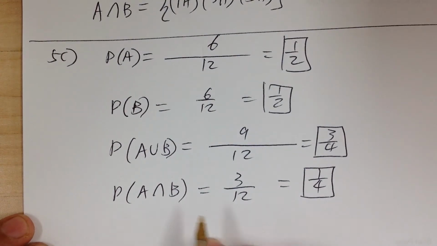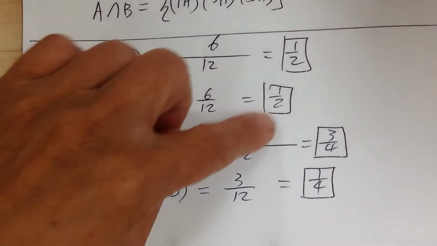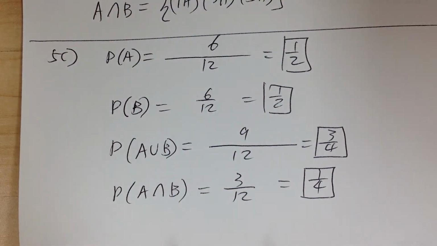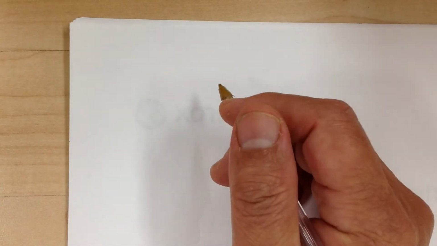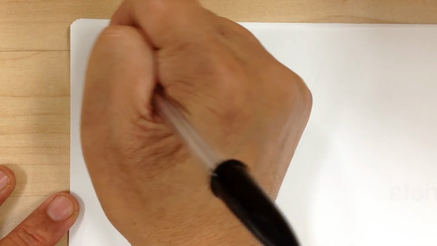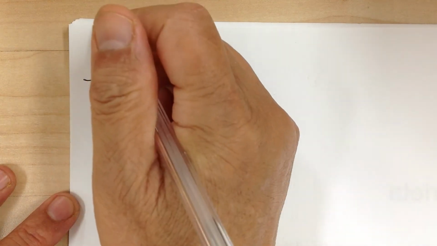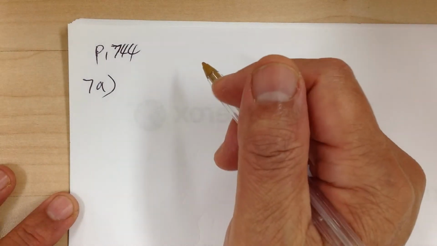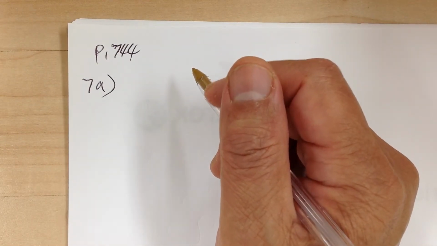Okay, and again, we're not doing part D because we're just going to do the straightforward probabilities. Okay, so skip part D. Okay, let's do number 7. Okay, 2 dice are rolled, find the probability of each event.